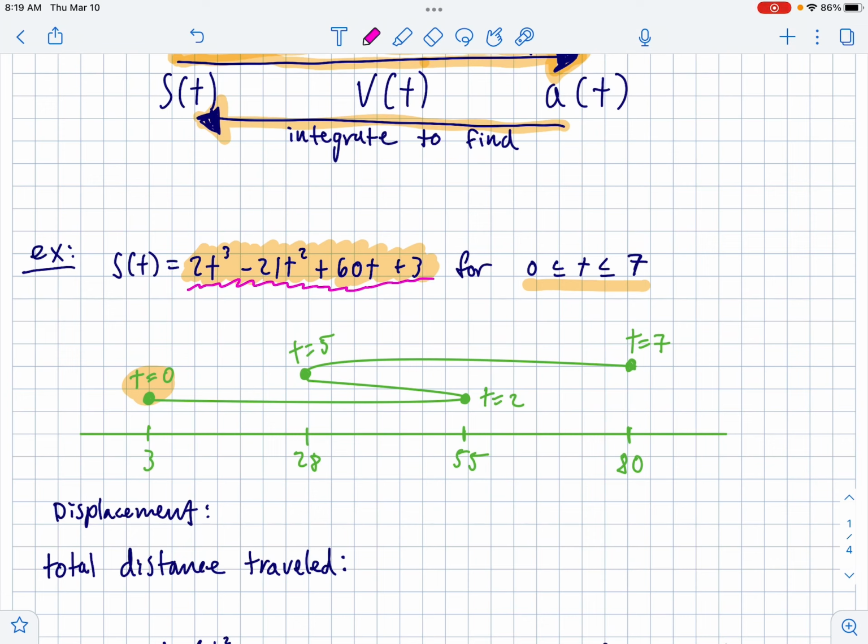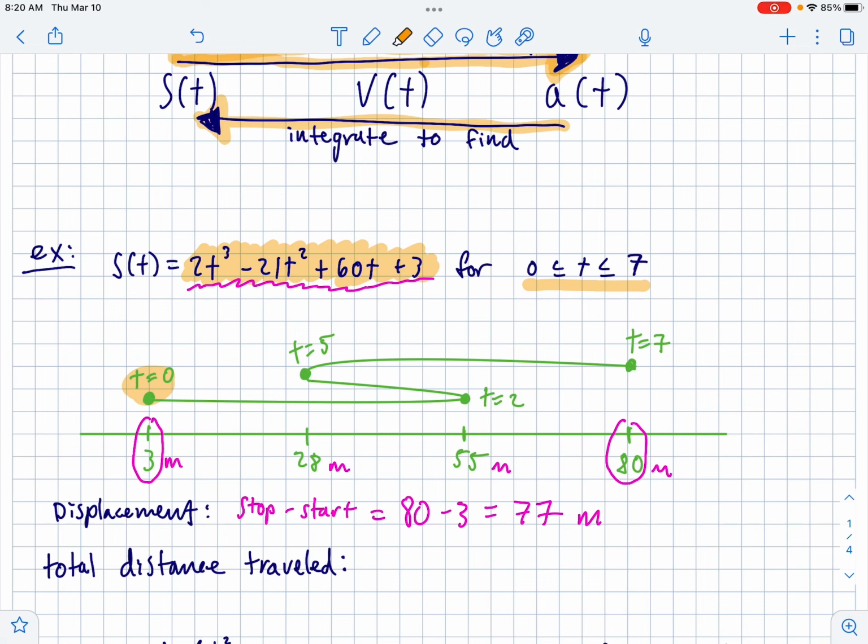Now, displacement literally means the difference between where you start and stop. So it's stop minus start. So at time 0, we were at 3, and at time 7, we were at 80. So this is 80 minus 3, which is 77. Do we have units for this? Let me check. Meters. Yeah, these are all in meters, sorry. So 77 meters is the particle's displacement.